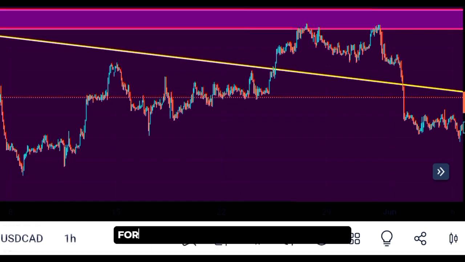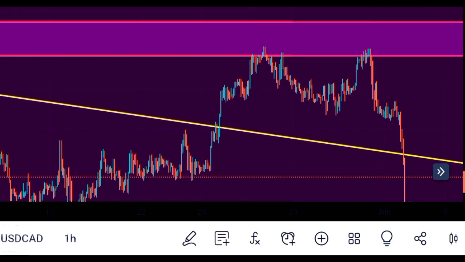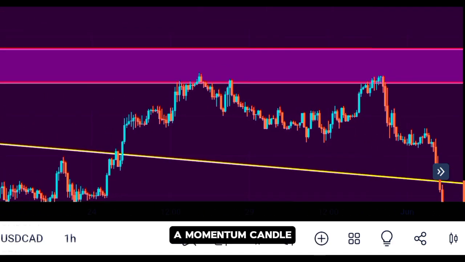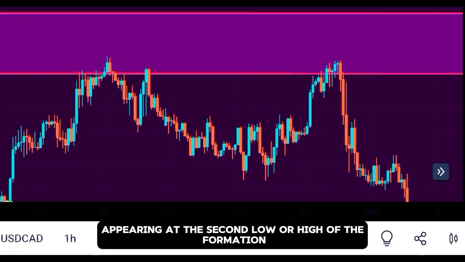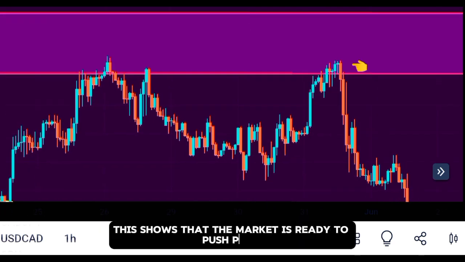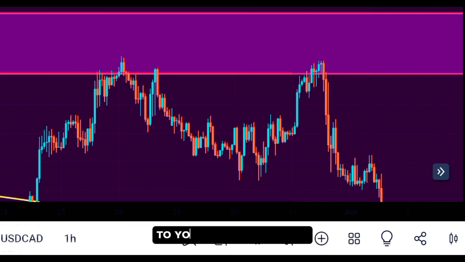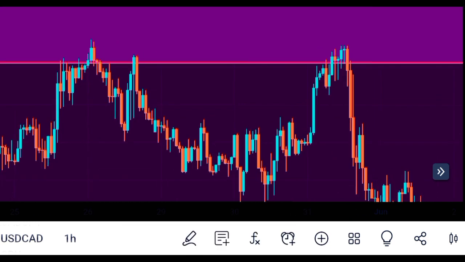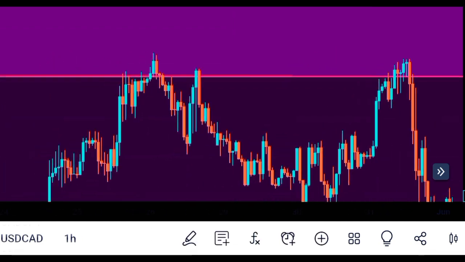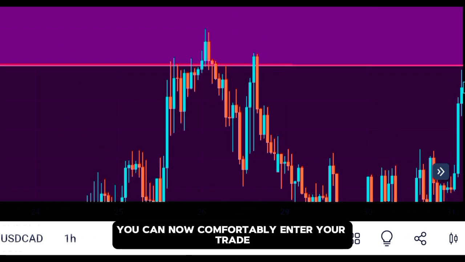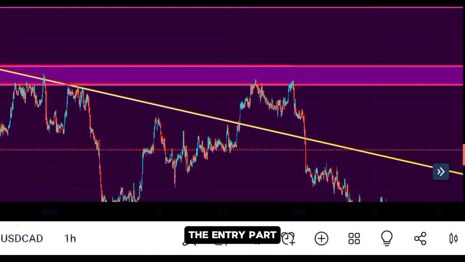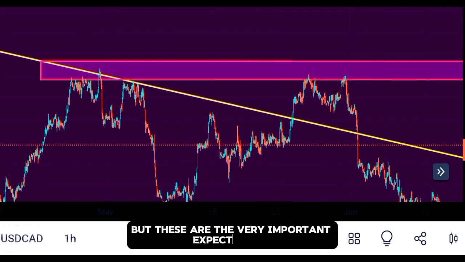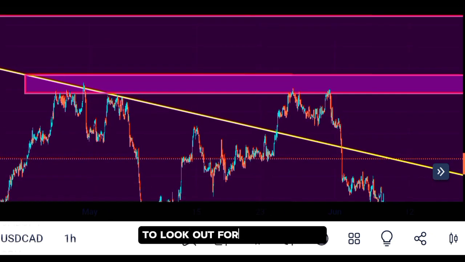For the double top or bottom pattern, you should look out for a momentum candle appearing at the second low or high of the formation. This shows that the market is ready to push price to your target direction. After these steps have been met, you can now comfortably enter your trade. You can combine other strategies in trading the entry part, but these are the very important expectations to look out for in the market.